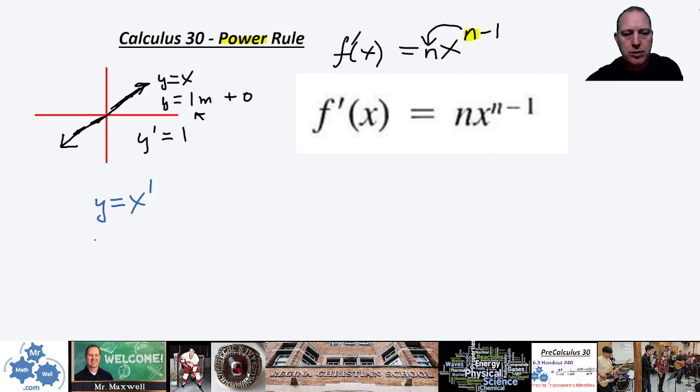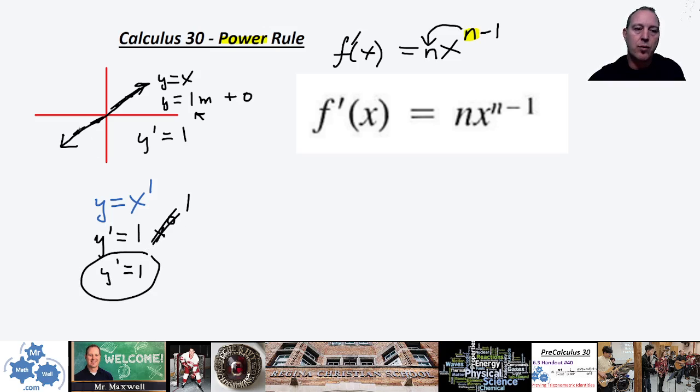Let's check to see if it works. So y prime is going to be, I'm going to bring this 1 down using the power rule. 1 times x to the 1 minus 1 is 0. X to the 0 is 1. So y prime is 1. It means the derivative is 1 everywhere I would check, any x that I could check. Hey, that's great.